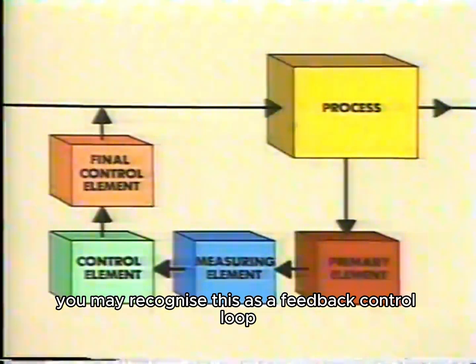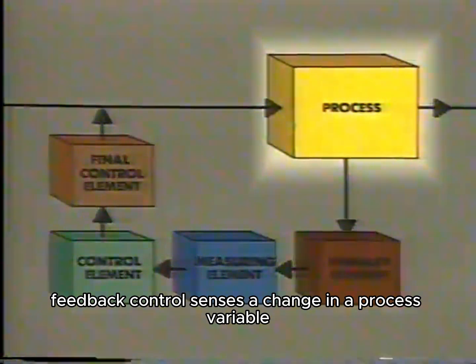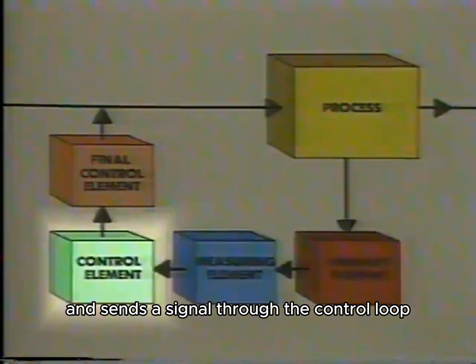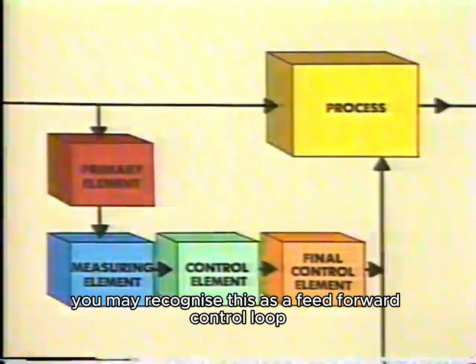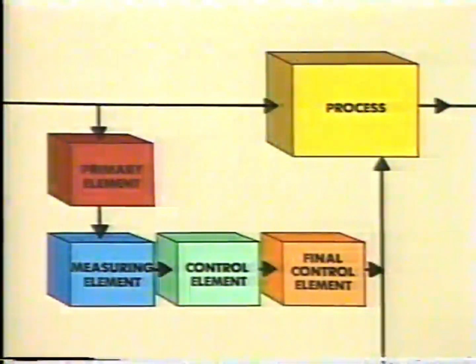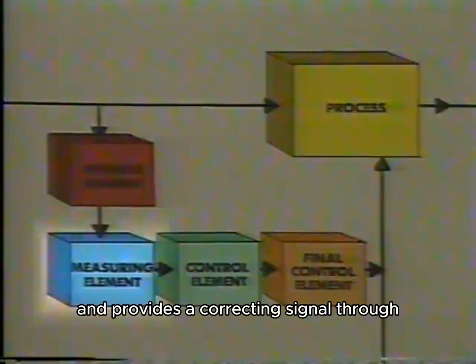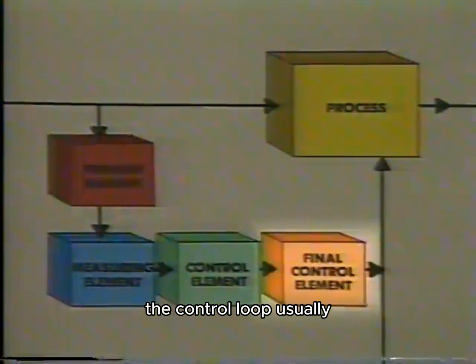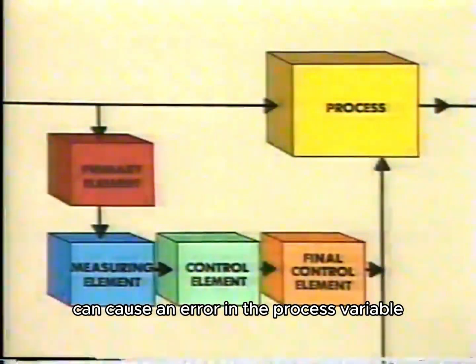For example, you may recognize this as a feedback control loop. Feedback control senses a change in a process variable and sends a signal through the control loop to correct the error and return the process variable to set point. On the other hand, you may recognize this as a feed-forward control loop. Feed-forward control senses disturbances and provides a correcting signal through the control loop, usually before the disturbance can cause an error in the process variable.